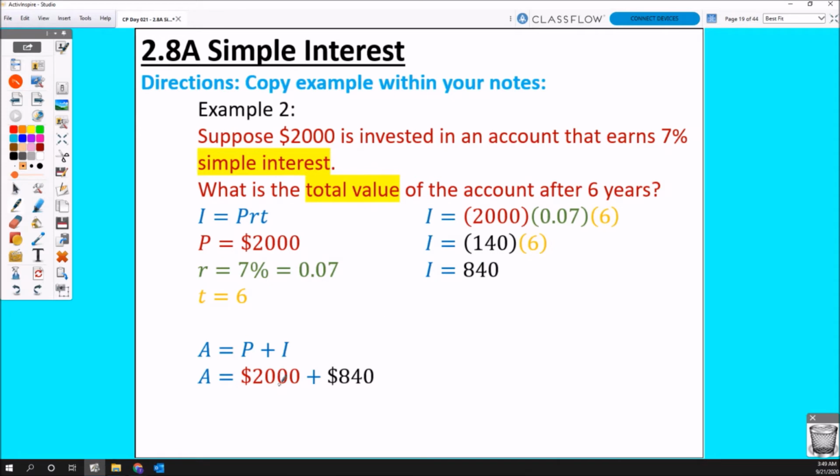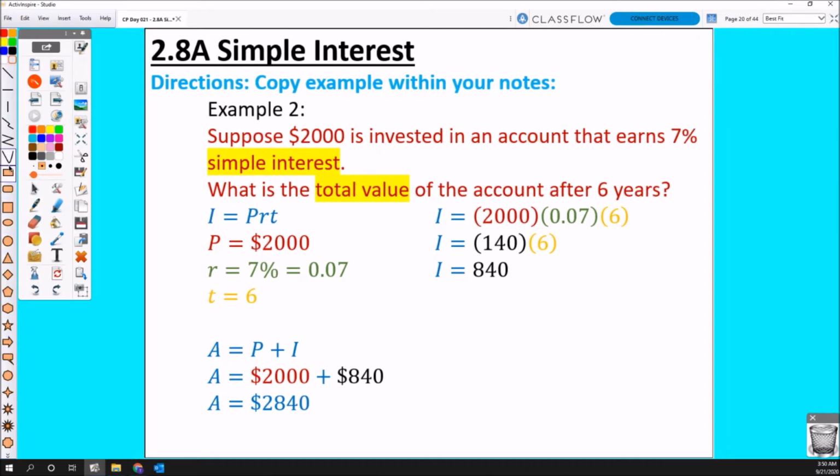So you just simply add these two numbers together. So $2,000 plus $840 will equal $2,840. And that's all you have to do. So again, most of the work is just finding interest. And then once you've found the value of I, you just simply add it to the principal amount when you're looking for total value. So again, our final answer for this part of the question is A equals $2,840.